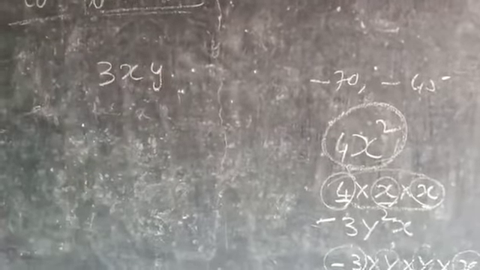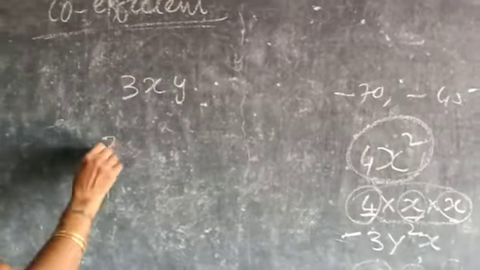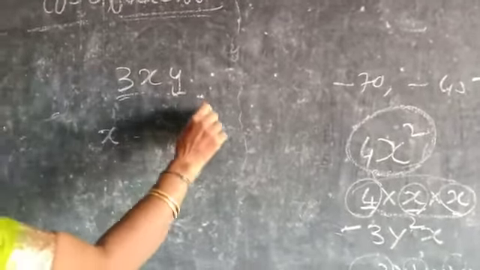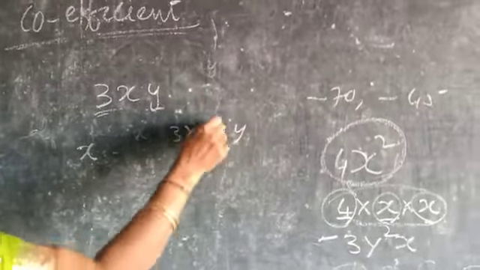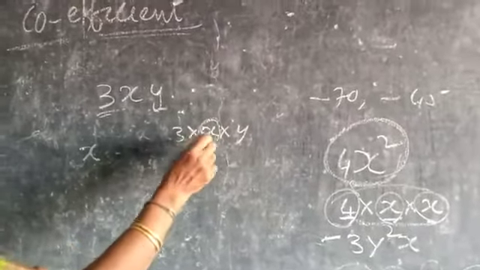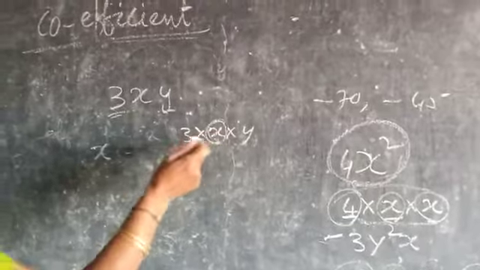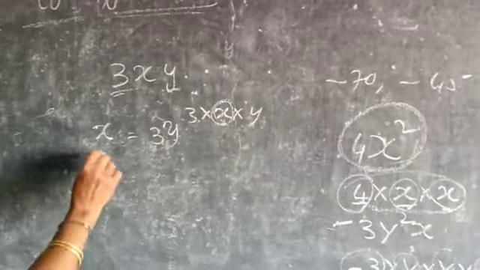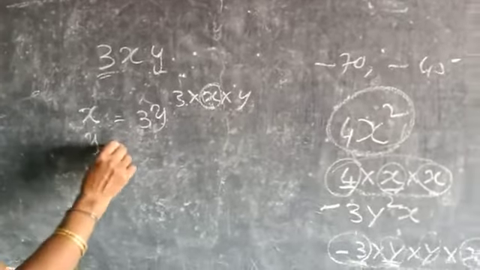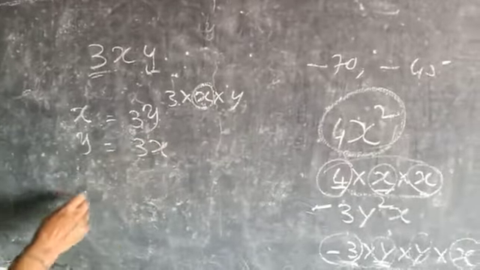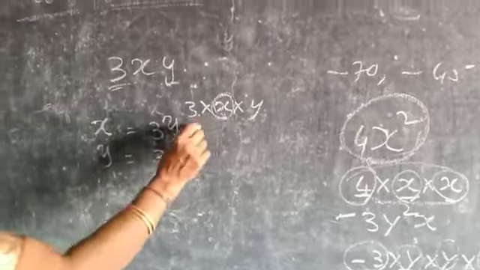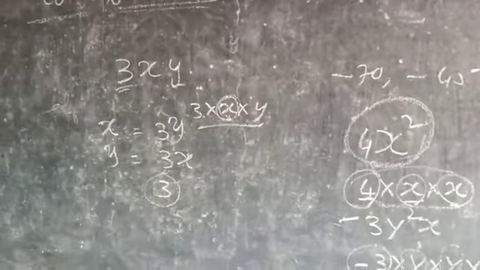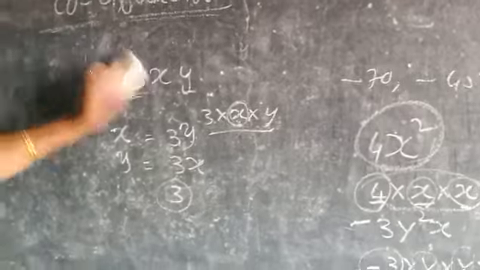Next, another example. Suppose 3xy. What is the coefficient of x? The factors are 3 into x into y. The coefficient of x means what factors are there with the x, that is 3y. So what is the coefficient of y? Then you will write 3x. What is the numerical coefficient of the term 3x? That is 3. Now you have understood me.